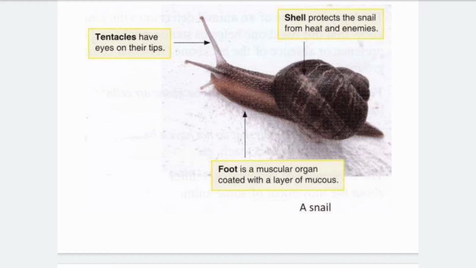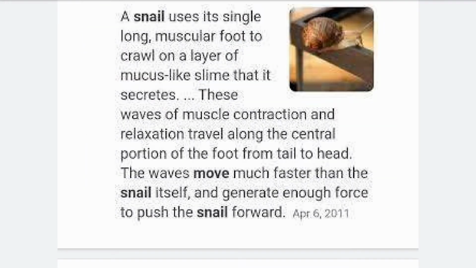Snails move by using a muscular organ called the foot. A snail uses its single long muscular foot to crawl on a layer of mucus-like slime that it secretes. These waves of muscle contraction and relaxation travel along the central portion of the foot from tail to head. The waves move much faster than the snail itself and generate enough force to push the snail forward.